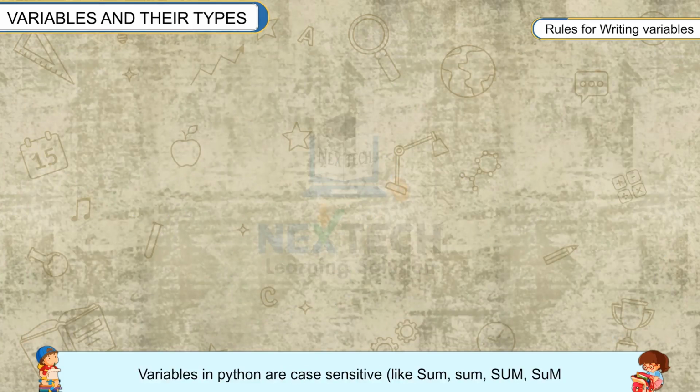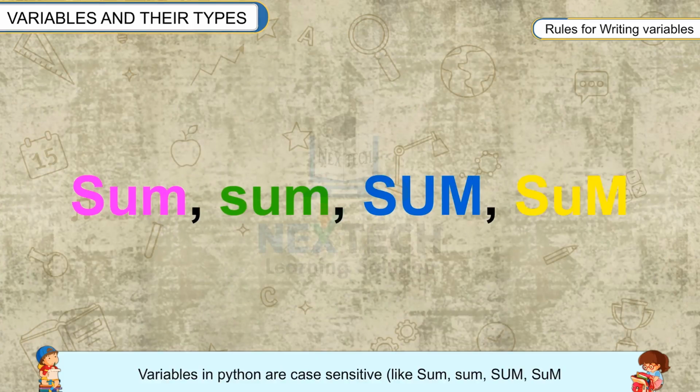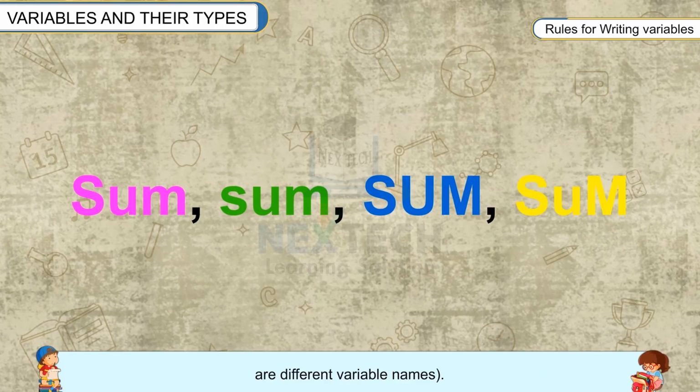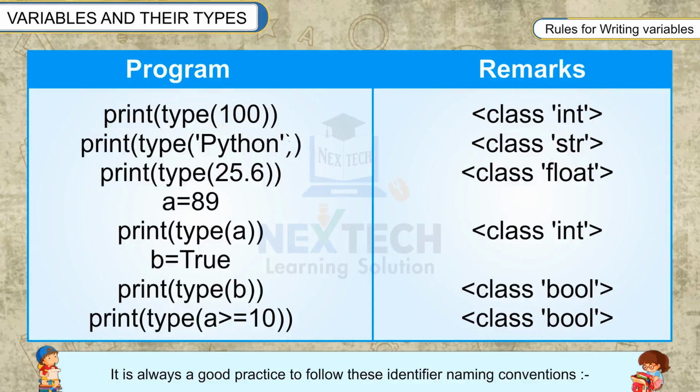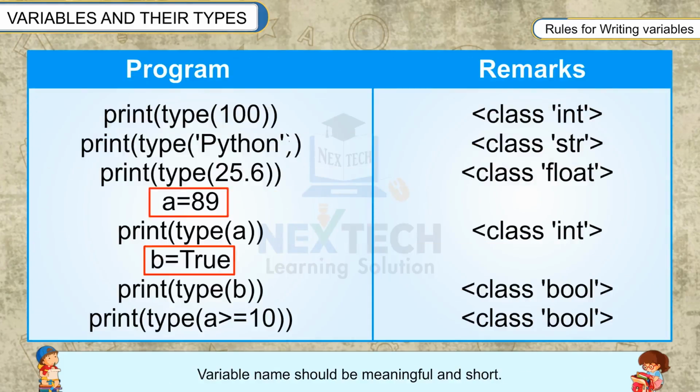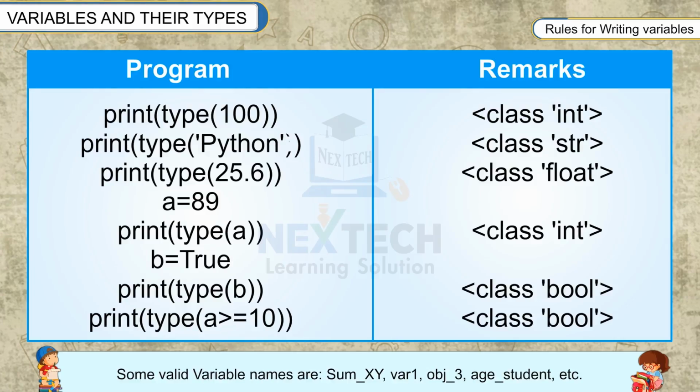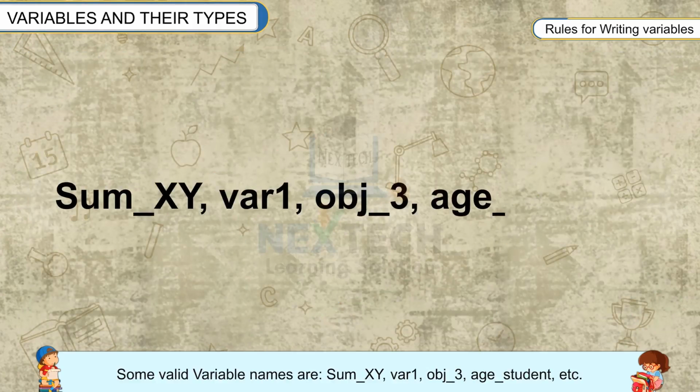Variables in Python are case sensitive, like Sum and sum are different variable names. It is always a good practice to follow these identifier naming conventions. Variable names should be meaningful and short. Generally, they are written in lowercase letters. Some valid variable names are sum_xy, var1, obj_3, age_student, etc.